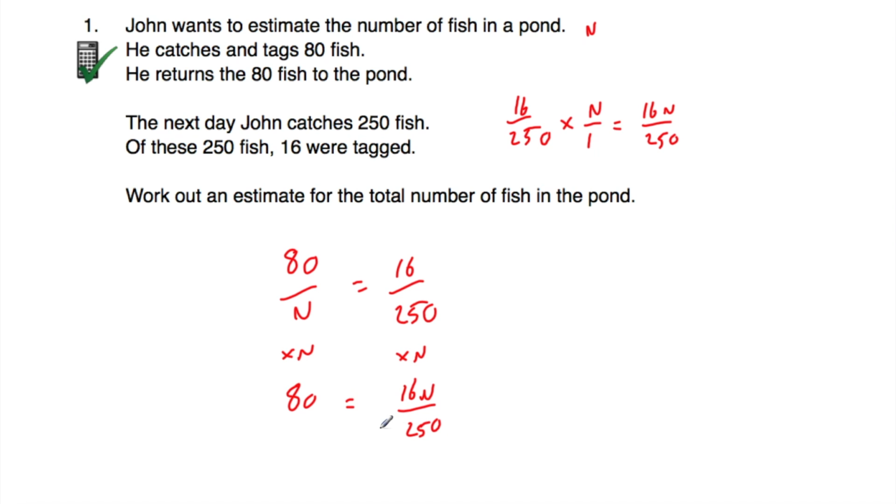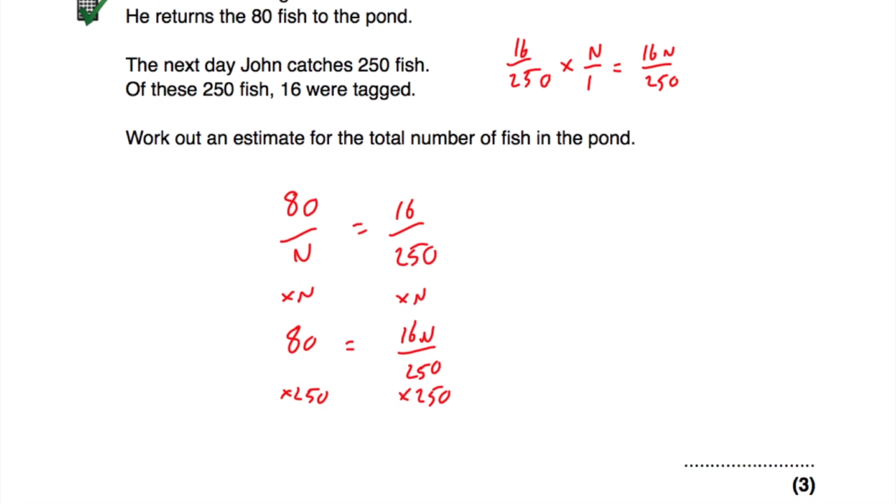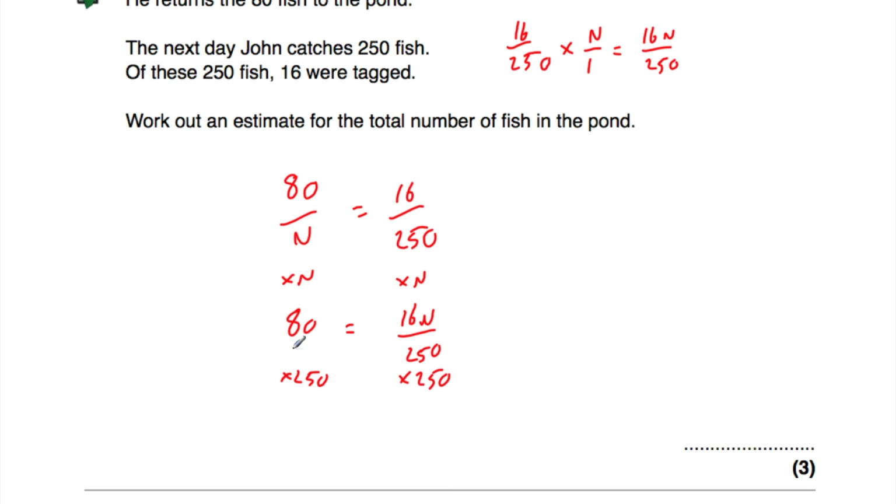Now we want to get rid of this divide by 250, so let's multiply both sides by 250. The left hand side would be equal to 20,000. And on the right hand side we had 16n divided by 250. When we times that by 250, that gets rid of the divide by 250, so we're just left with 16n. Now we want to find out what n is, so we divide both sides by 16. 20,000 divided by 16 is equal to 1,250, and on the right hand side 16n divided by 16 leaves just n. So that means n, the total number of fish in the pond, would be 1,250. This is our estimate for the total number of fish in the pond.